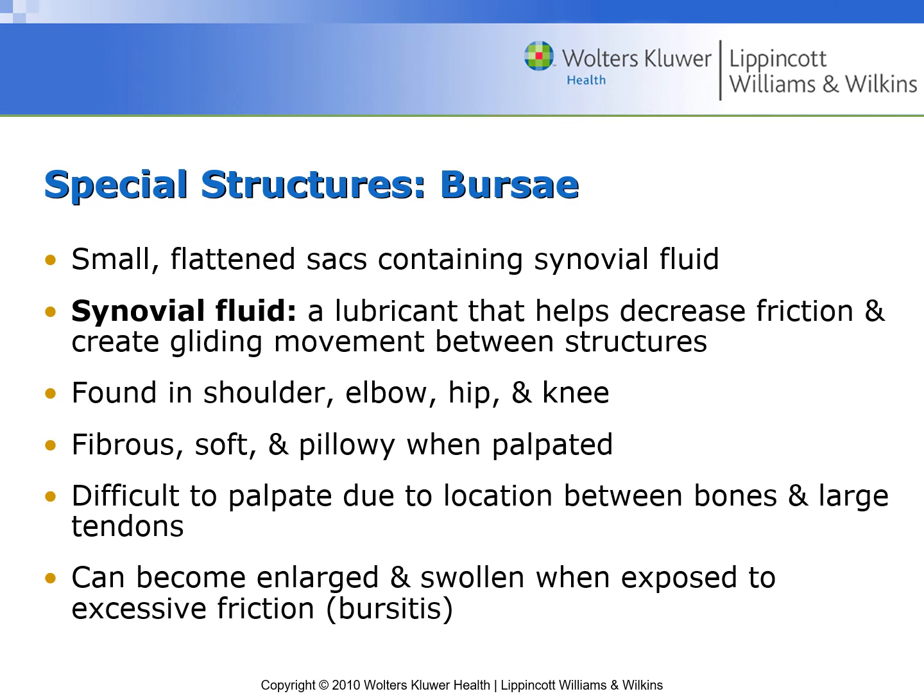Our last special structure that we will consider today is bursae. Bursae are small flattened sacs containing synovial fluid. Synovial fluid is a lubricant that helps decrease the friction and create gliding movement between structures. It is found in the shoulder, the elbow, the hip, and the knee.